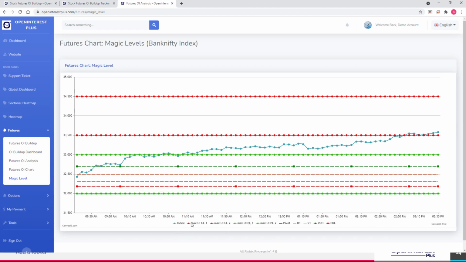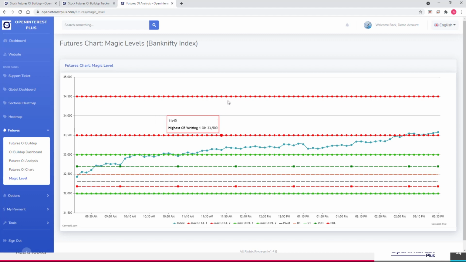So for example, this blue line is the LTP of the Bank Nifty index. Let me go through the labels. This is the index. Then we have the maximum OI of call 1, which I am calling here the highest C writing level 1. Then we have the highest C writing level 2, which is the max OI of call.